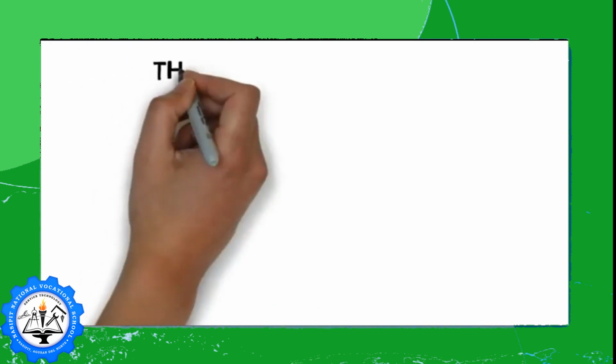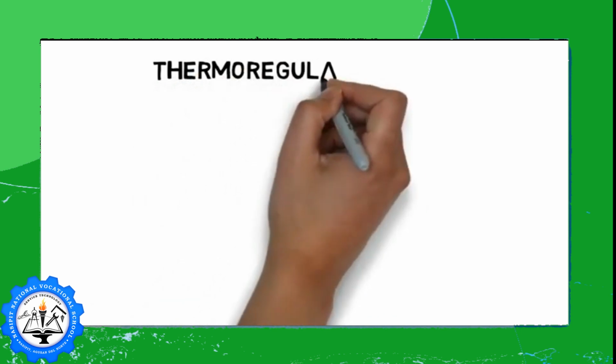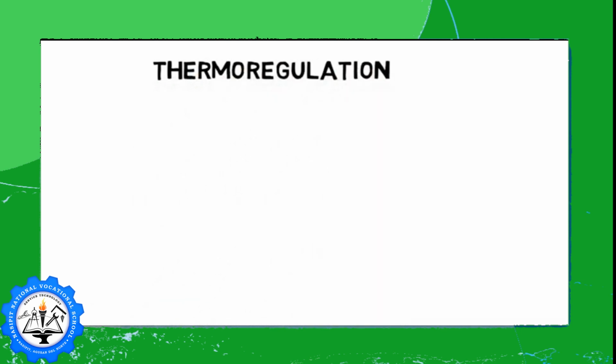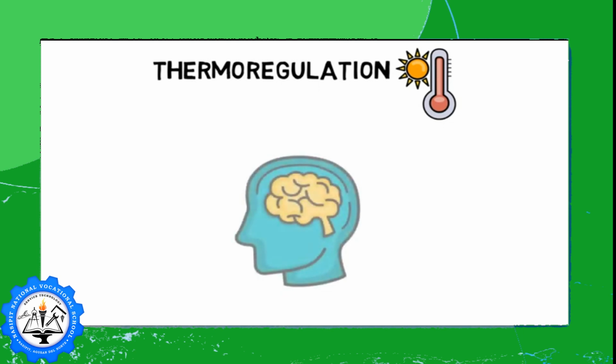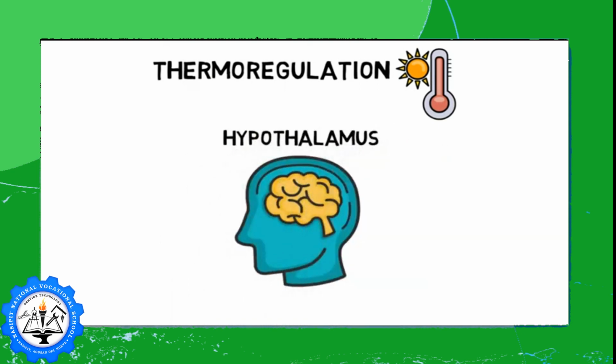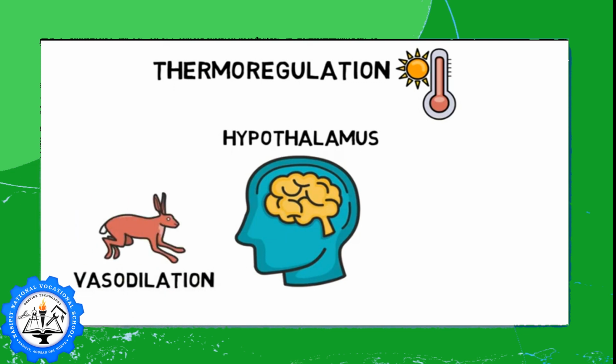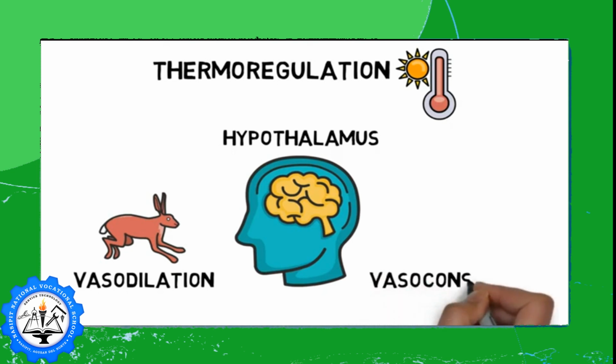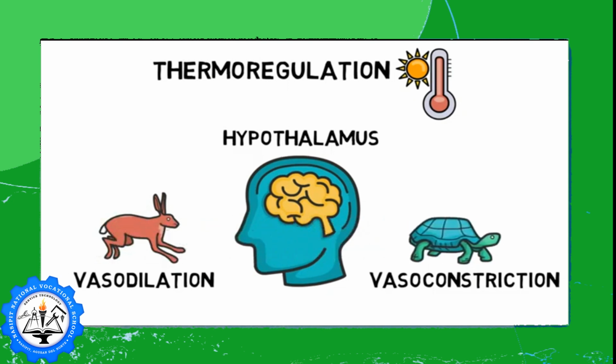Thermoregulation is the human body's ability to control temperature and has the potential to significantly affect performance. The body's core temperature ranges from 36.5 to 37.5 degrees Celsius and is regulated by the hypothalamus located in the brain. Vasodilation is when blood vessels widen to allow warm blood to flow near the surface of the skin, where the heat can be lost to the air. And vasoconstriction is when blood vessels narrow to reduce the flow of warm blood near the surface of the skin and reduces heat loss.